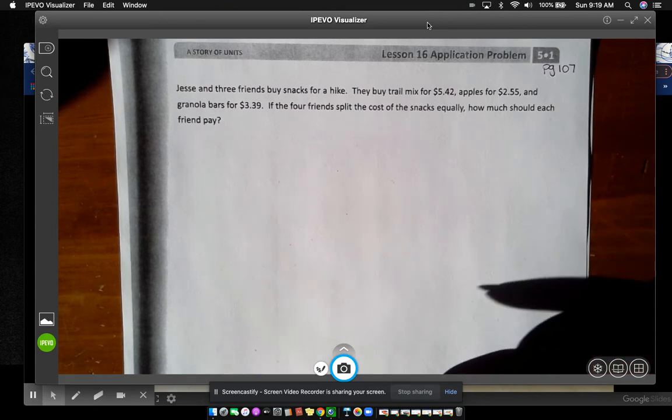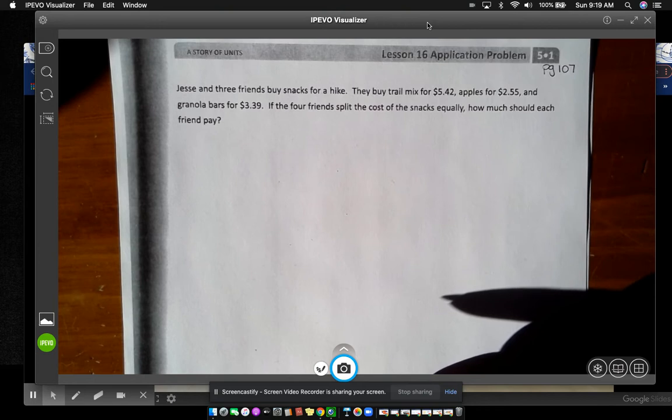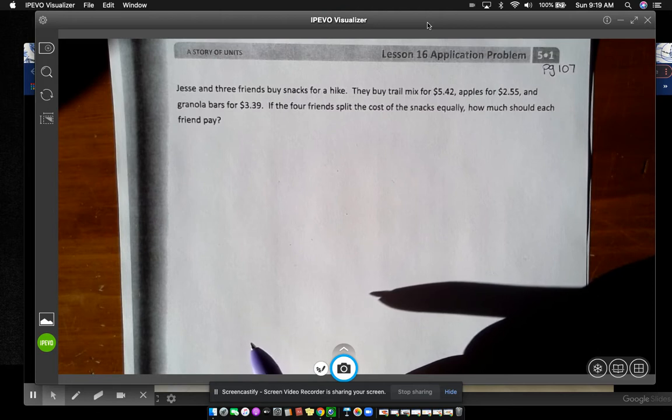Jesse and 3 friends buy snacks for a hike. They buy a trail mix for $5.42, apples for $2.55, and granola bars for $3.39. If the 4 friends split the cost of the snacks equally, how much should each friend pay?